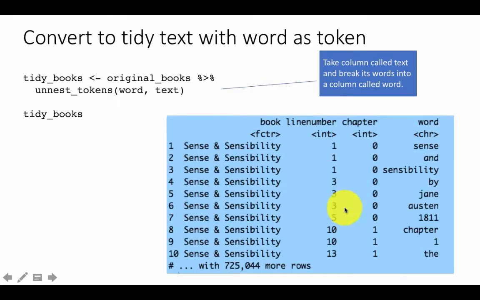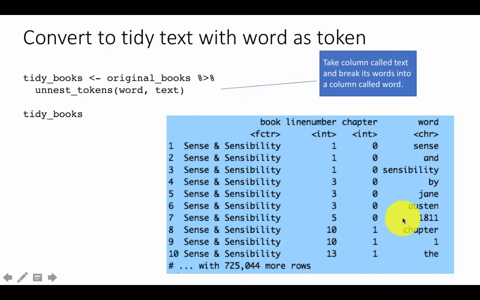So if you look at tidy books, you're going to see this. Remember, the very first line was the title line, Sense and Sensibility, which was on line 1, chapter 0. So here you see Sense, line 1, chapter 0, and Sensibility, line 1, chapter 0. By Jane Austen, etc., etc.